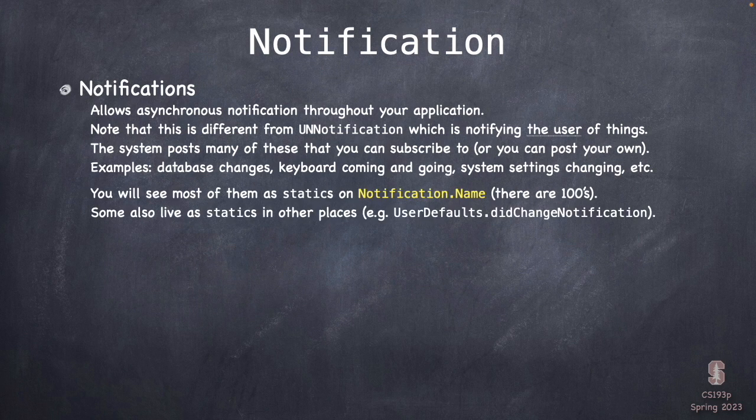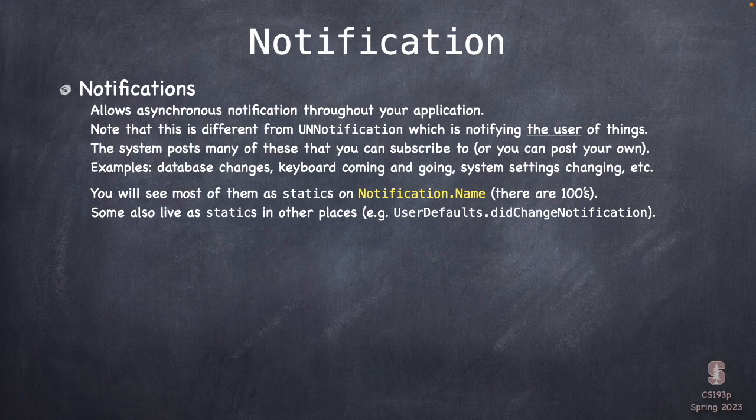Now, you can find out all the things that have these notifications from the system by looking at notification.name. And you can see there are hundreds of them. There's a ton of them in there. And you can find them other places too, like the one we're actually going to use, user defaults did change notification. That's a notification that gets sent to you when someone puts anything in user defaults. And we need that for our emoji art because we rely on user defaults as our database for the palettes.